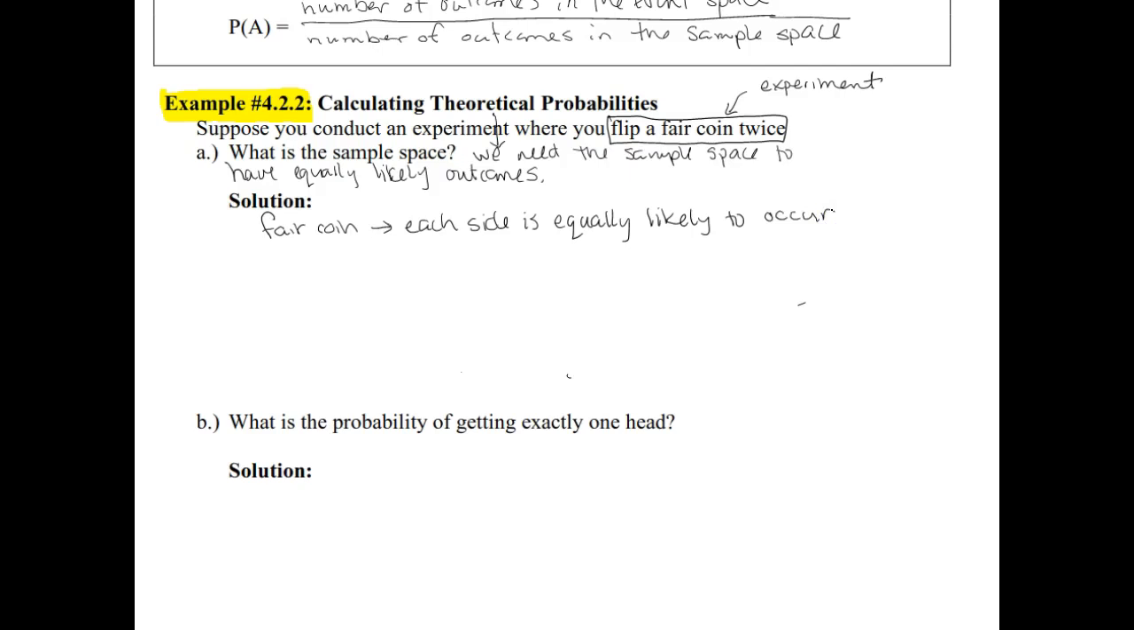But we're not just flipping it once. So it says that we're going to flip it twice. So for equally likely outcomes, since we already started with equally likely for each side, if we want to hold on to that equally likeliness, we need to consider all possible orders of the two flips.